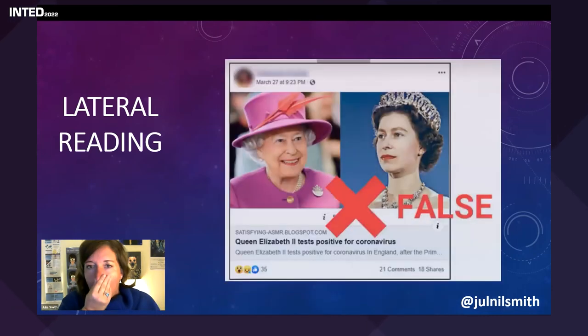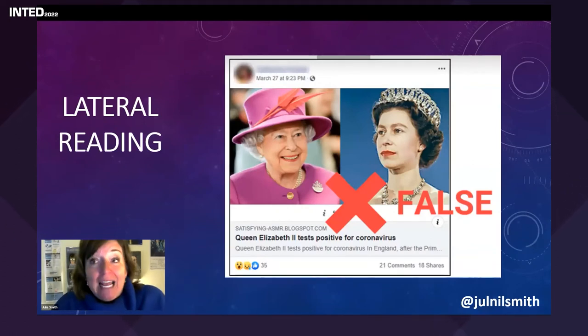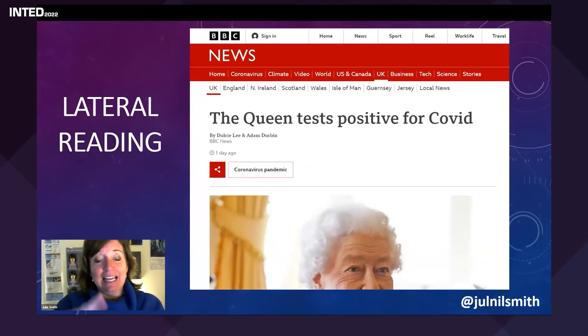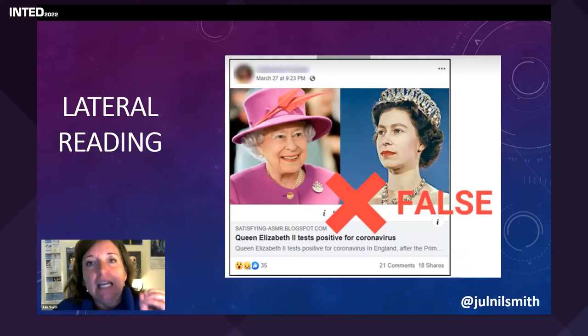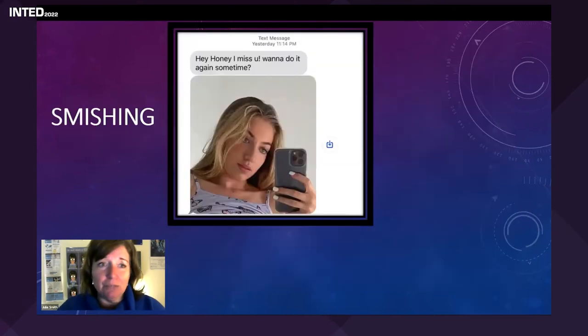So here's my example. March 27th, right after the pandemic started, this shows up on a Facebook page: Queen Elizabeth tests positive for coronavirus. Well, if the Queen had really tested positive, the BBC would be talking about it. CNN, MSNBC, Al Jazeera, everybody would be talking about the Queen having the coronavirus, which she did 2 years later. But if we see something that's just mentioned in a meme or a post, lateral reading is a way for us to verify that by checking to see if anybody else is actually talking about it. Yeah, so it actually turned out to be true.